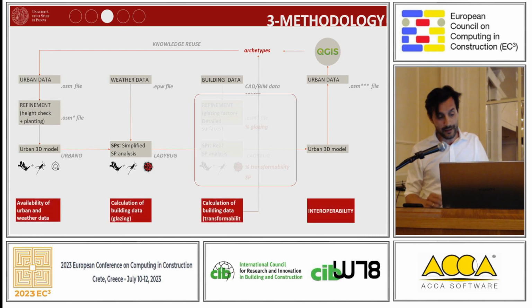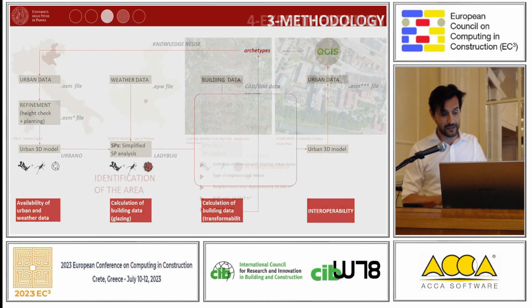So the problem is, in the end, the availability of urban and weather data, the calculation of building data in terms of glazing factor, the calculation of building data in terms of transformability of building facades and roofs, and most of all, which is my and our main interest, the interoperability of all of these data.